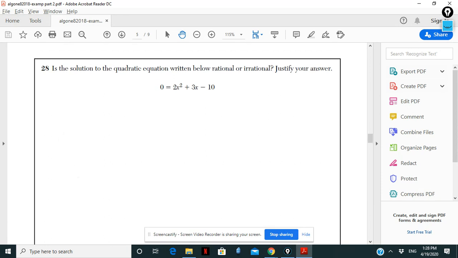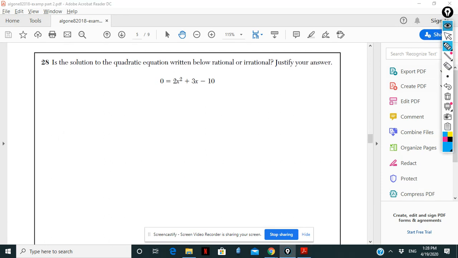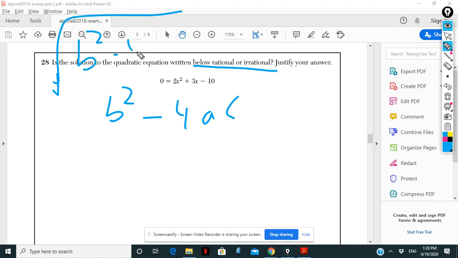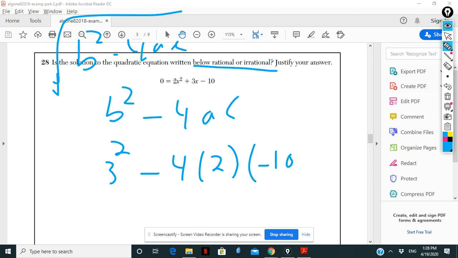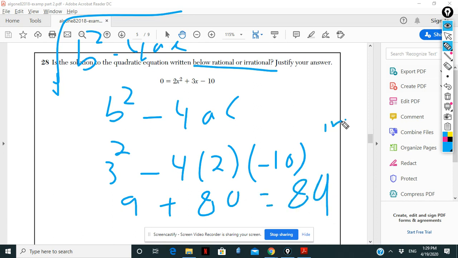Question number 28, he's asking if it's rational or irrational, so I'm going to use the discriminant. The discriminant is b squared minus 4ac, that's the part under the radical. Now the b value was 3 squared minus 4, the a 2, -10, so that's 9 plus 80, giving me 89. So it's going to be irrational. Why? Because 89 isn't a perfect square, so it's not going to give me a rational value.